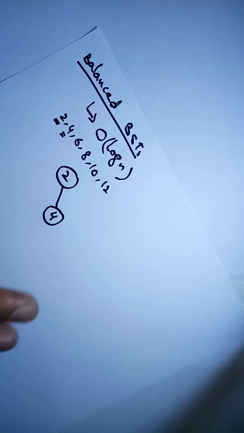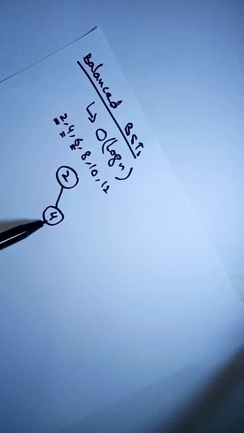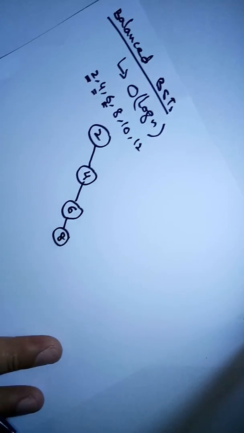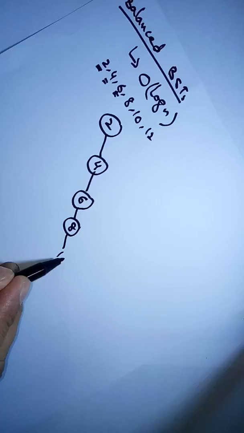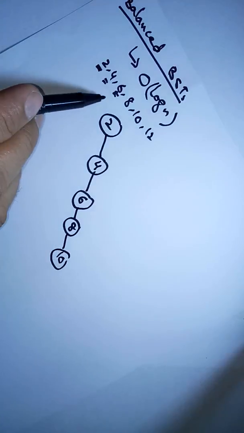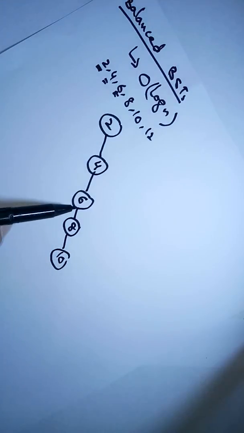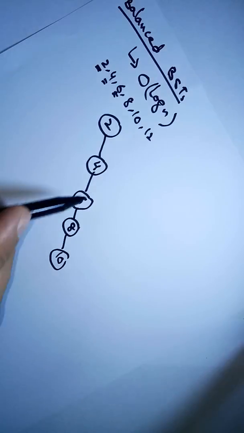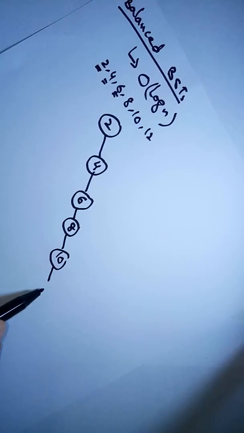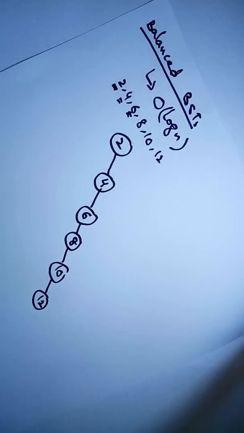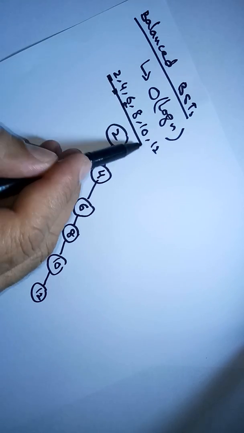Then the next key element, 6. 6 is greater than 2 and greater than 4, so it will go to the right of 4. Similarly, 8 will go to the right of 6. Then 10 will also go to the right of 8, because it is greater than 2, 4, 6, and 8. And finally 12 will go to the right of 10. This will be the shape of the BST for such data elements.